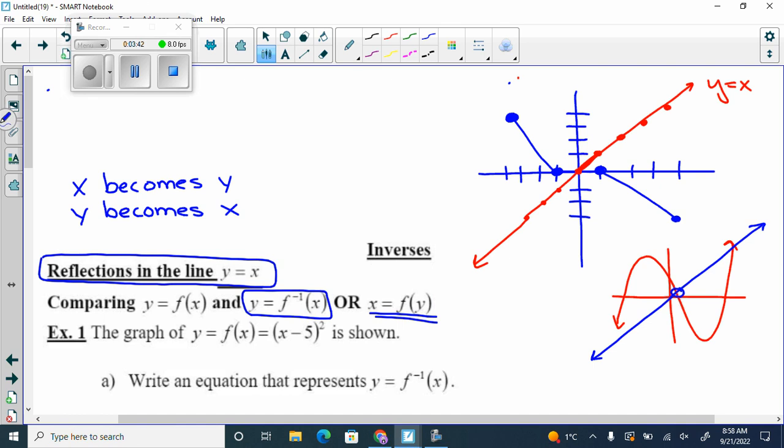Here's going to have the same x and y. Here's going to have the same x and y. And this is going to extend. So here's going to have the same x and y. So there would be 3 invariant points on that graph, correct?